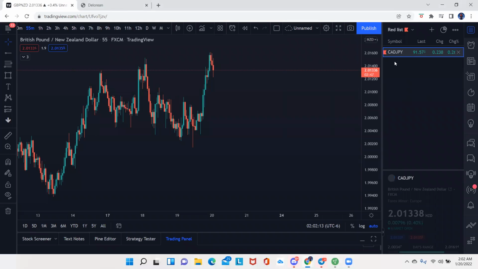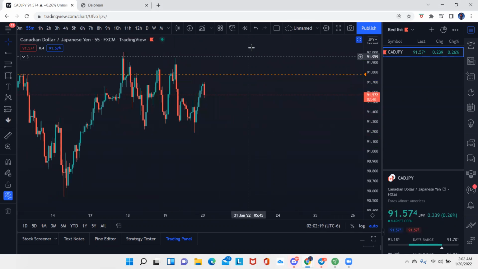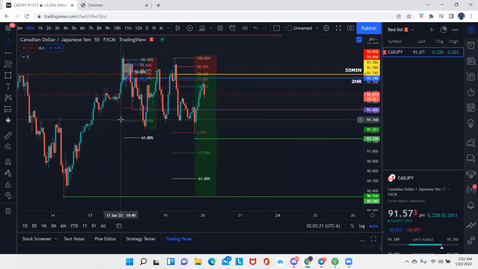And then, like I said, I broke down CAD JPY. So I want y'all to see this. Look, peep this, right? CAD JPY, the same way, we sold it, it dropped, it came back. We're trying to sell it again.